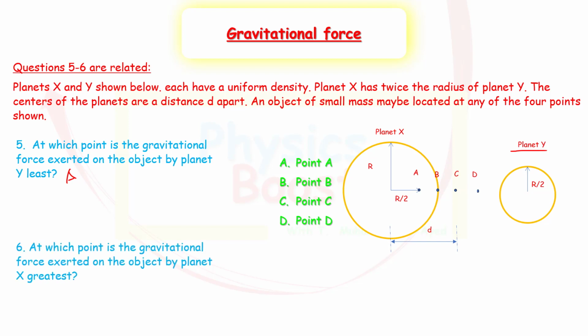Now, at which point is the gravitational force exerted on the object by planet X greatest? Actually, again, I think it's the same answer. It's A, because it's closer to the center of this planet right here. So the closer we are, the smaller the distance, the greater the force. So in both cases, the answer is A.